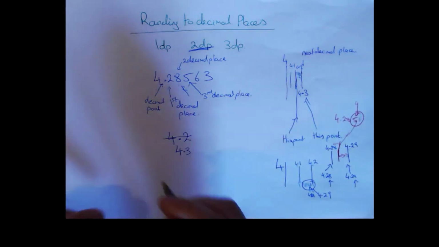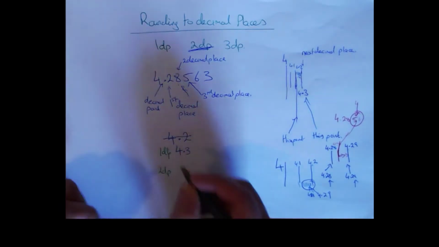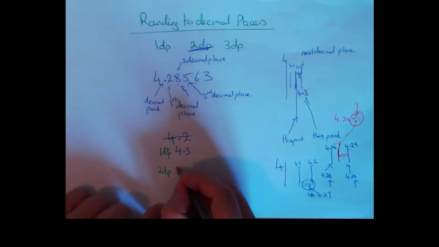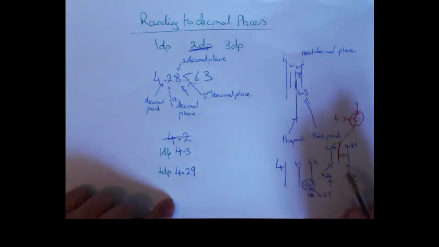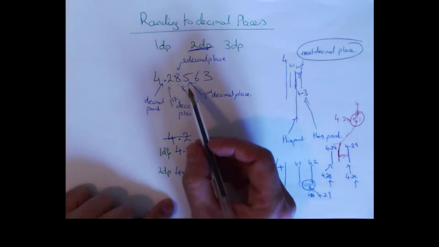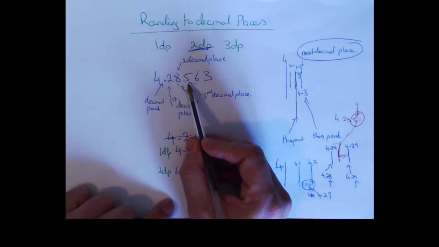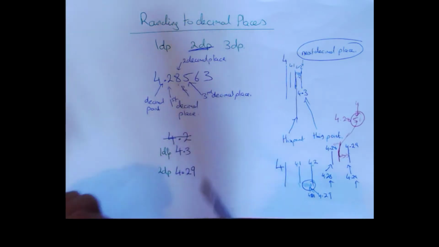So 4.34 was to 1 decimal place. To 2 decimal places, it's going to be 4.29, because we were closer to 4.29 than to 4.28. How do I know we were closer? Well, I looked at the next decimal place, which was a 5. As soon as you hit 5, you've gone more than halfway. And so you've gone more than halfway from 4.28 to 4.29, and you're on to 4.29.